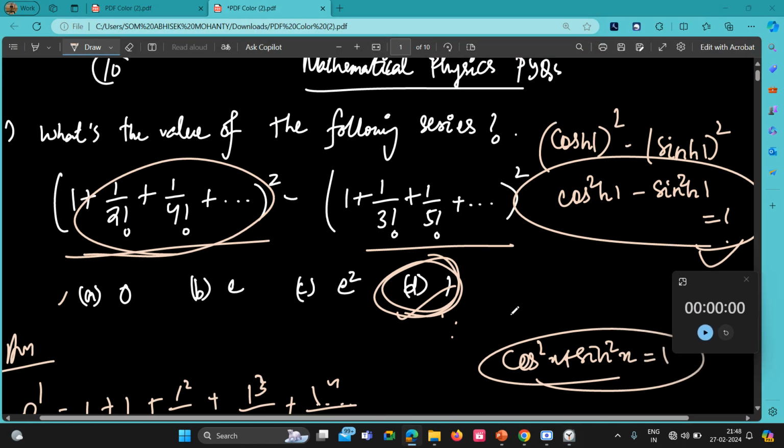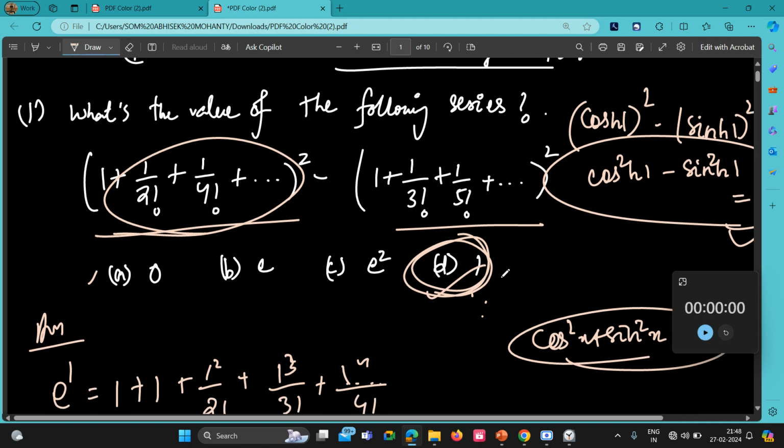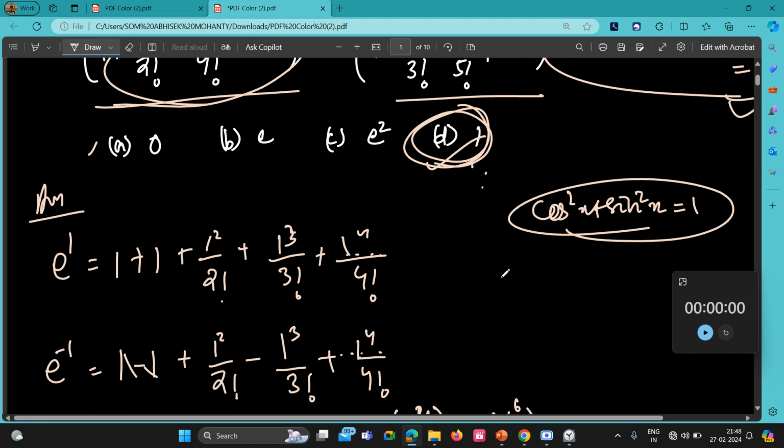Is it clear to everyone? Okay, next question. This kind of questions come in only in JEST, and these don't come in NET or GATE, only in JEST or in TIFR. Question number 2.